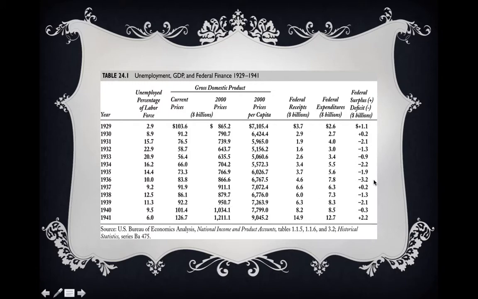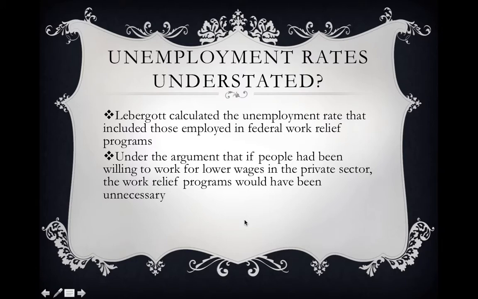All right, so some people argue that there were policies put in place to deliberately balance the budget, and that if they had run a deficit again this year, we would not have seen, in the year 1937, the dramatic increase in unemployment and the fall in the value of real output. Some people also argue that the unemployment rates are understated in these figures, and what Stanley Lebergott calculated was the unemployment rate that included people who were in the federal work relief programs.